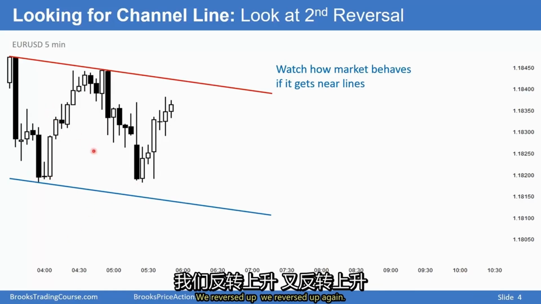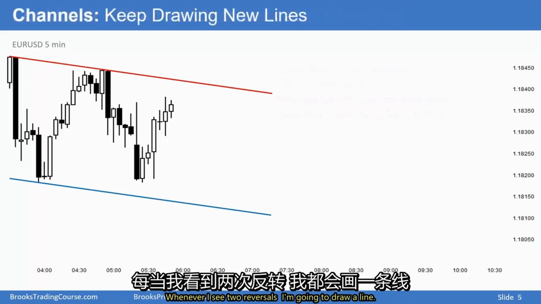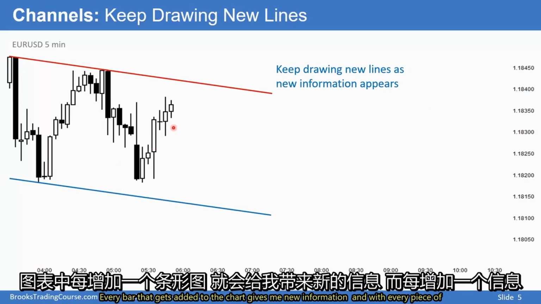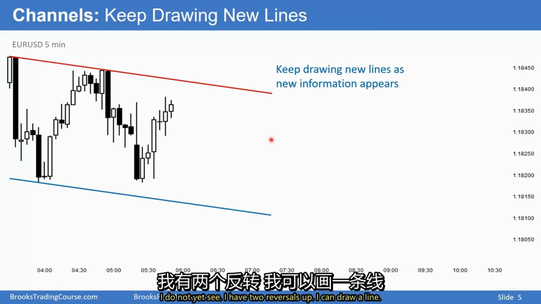We reversed up again. Whenever I see 2 reversals, I'm going to draw a line. Every bar that gets added to the chart gives me new information, and with every piece of additional information, I update what I think will happen with the bars to the right that I do not yet see. I have 2 reversals up. I can draw a line.